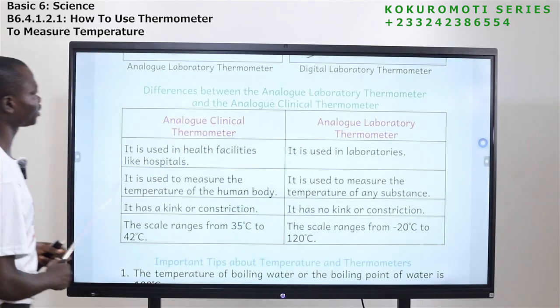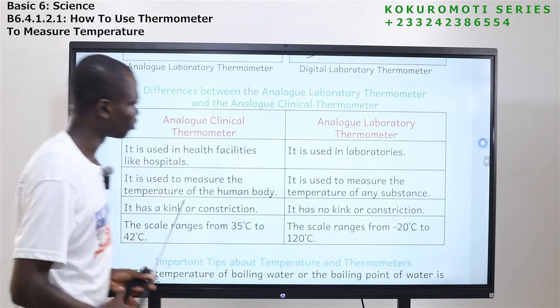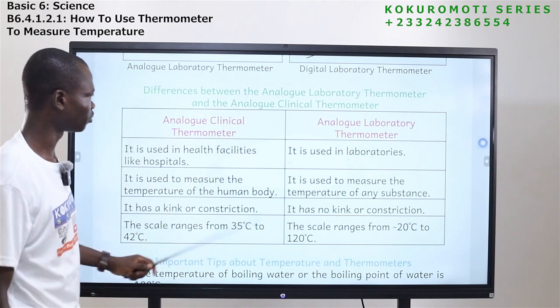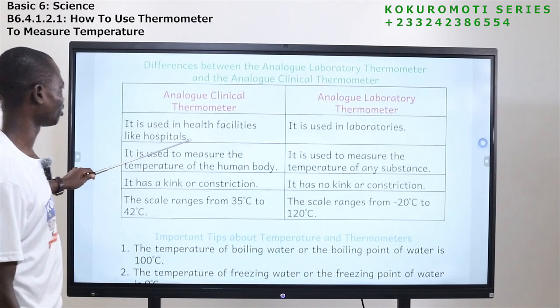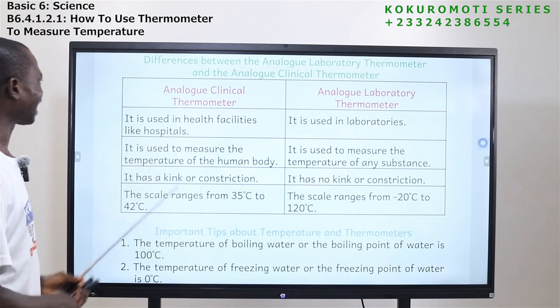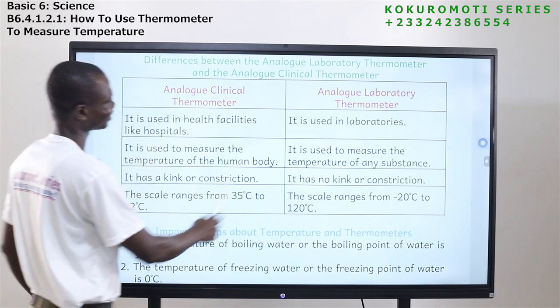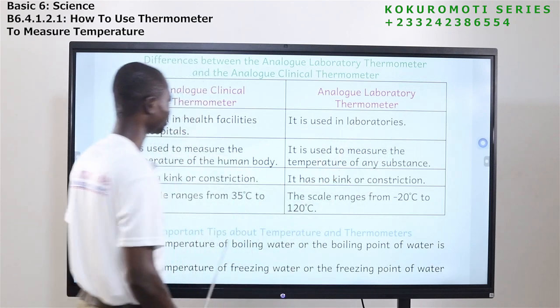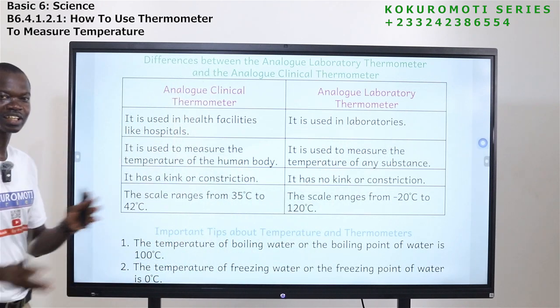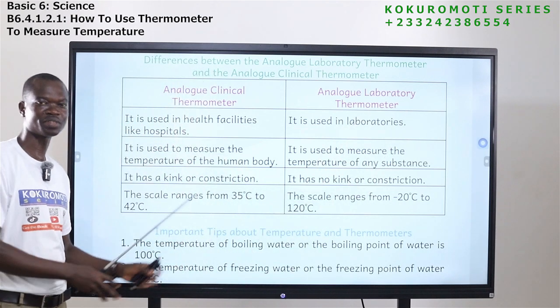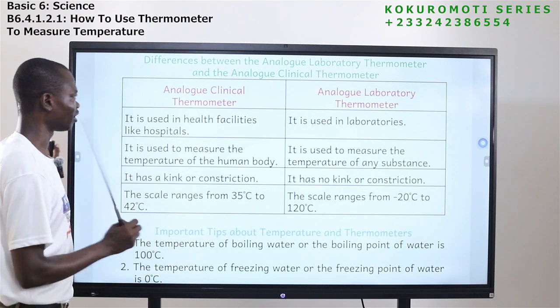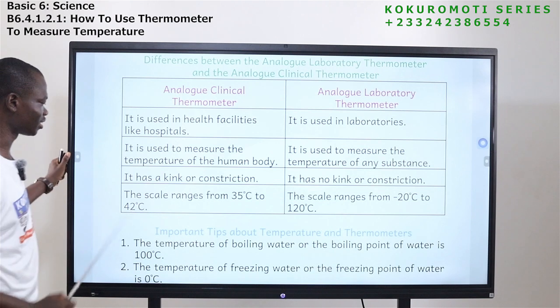Now the difference between analog laboratory thermometer and digital clinical thermometer. So these ones we are talking about are analog. This is analog. This is also analog. But here this is clinical. This is laboratory, and they are all thermometers. So we are looking at thermometers for human beings and thermometers for other things. But here we are looking at analog. Now let's look at the difference.